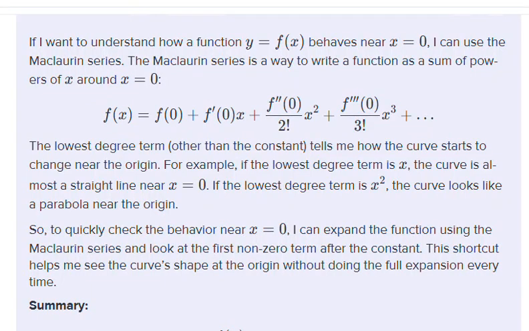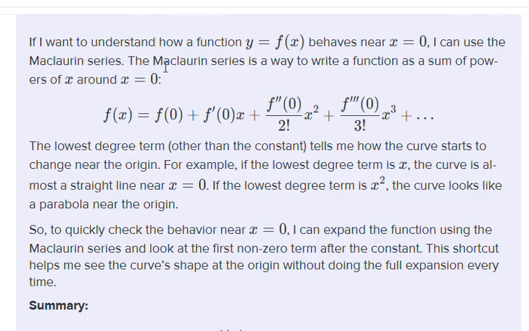Okay, let us discuss the given function y is equal to f of x. Let us assume that there is no break in the curve; it is a smooth curve, and I want to work out the value of the function near zero.